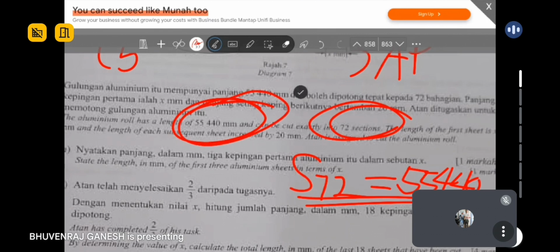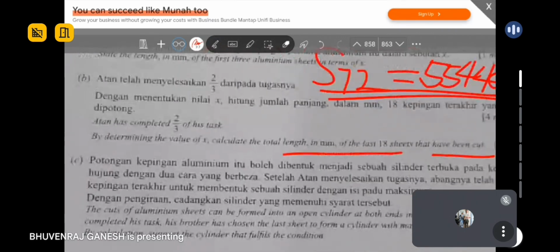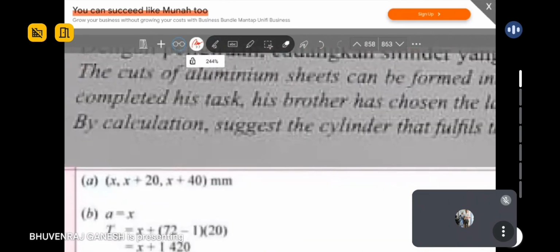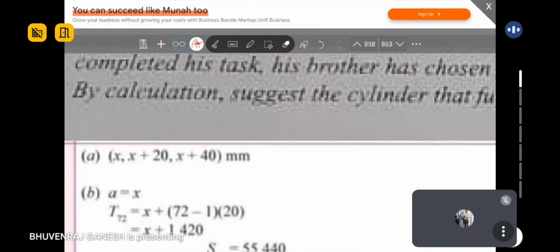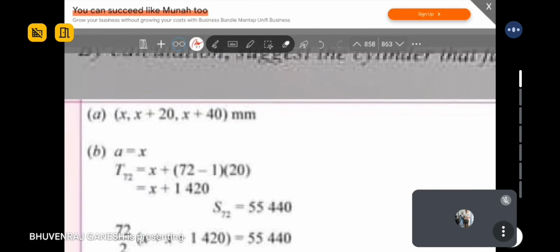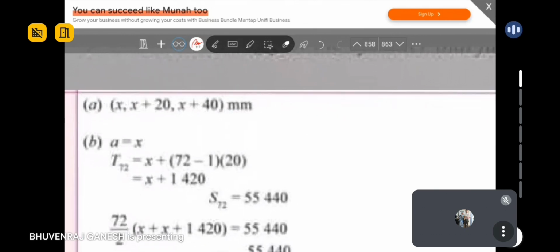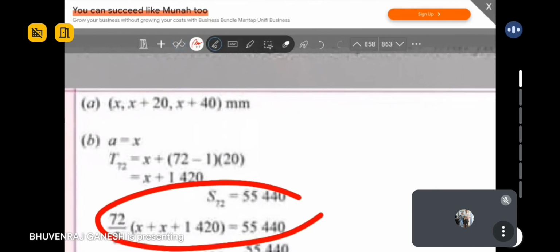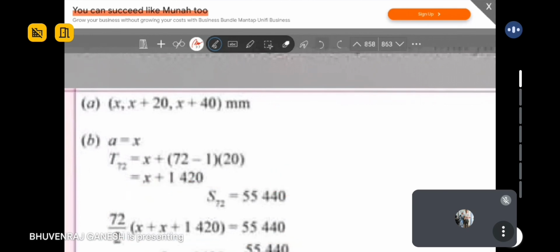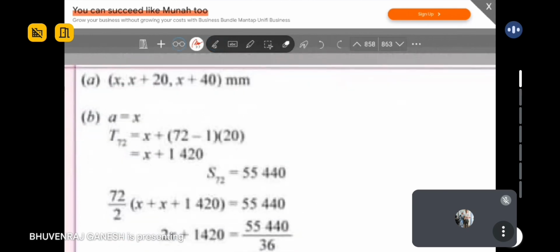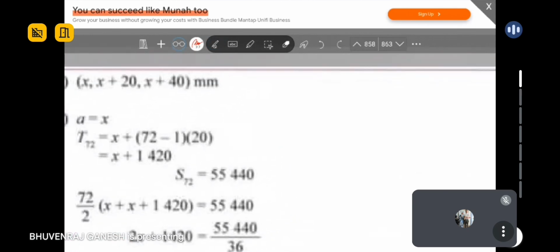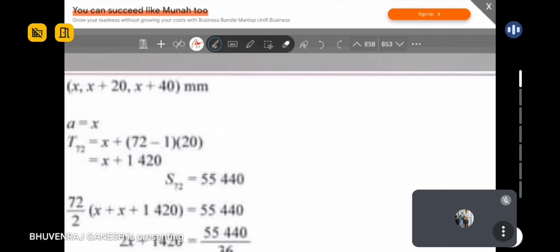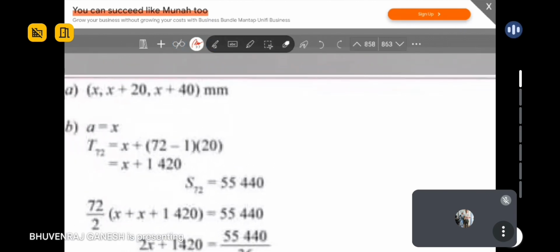Okay. All right. So now use your AP formula for the sum. And then you can get the answer. So you should get something like this. Okay, never mind. You use this one first. Don't look at this one. Ignore that one first. Okay. So S72. So you can find the common difference guys. So the common difference is 20. Am I right? Because it increased by 20.